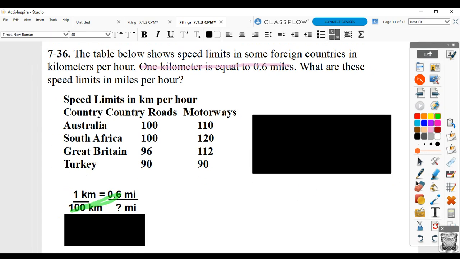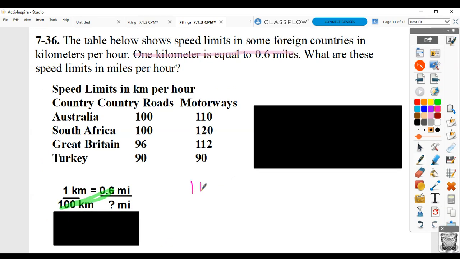You also could have set up your proportion as 1 kilometer equaling 6/10 of a mile this way, in which case kilometers would go across from kilometers, and miles is what we're trying to figure out. But as you can tell, you're going to end up still solving it the same way, 100 times 6/10 divided by 1. So how you choose to write your ratio, whether it's across from each other horizontally or vertically, will not matter. Now you need to fill in the answers for all of these. So, you're going to do the one for 100, then you're going to do it for 110, and so on.